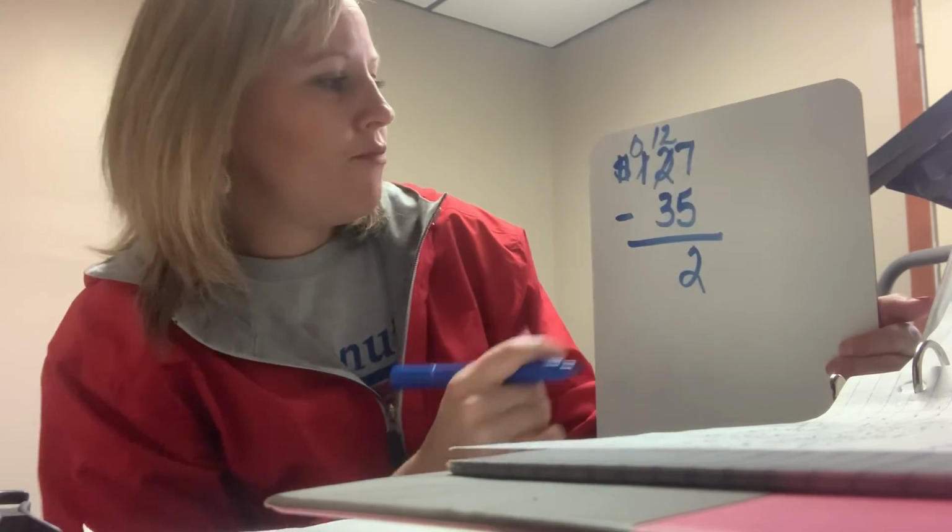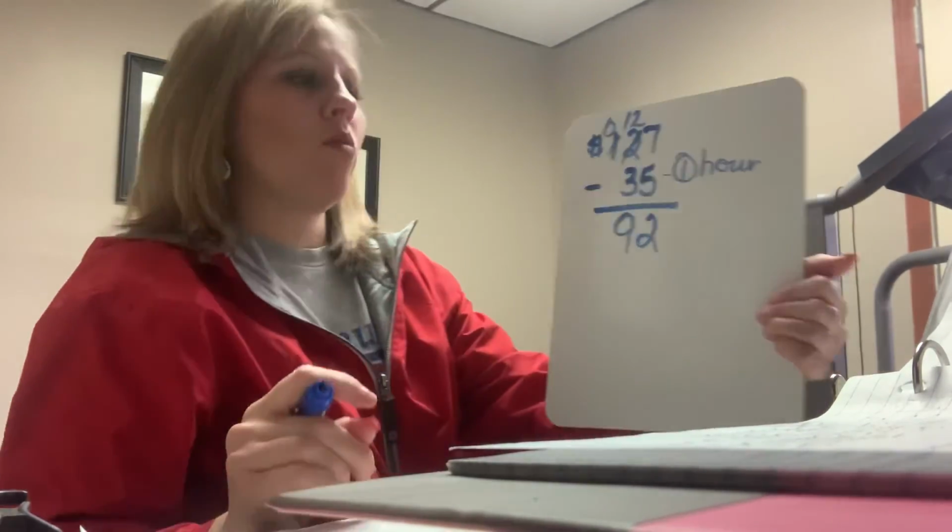5 from 7 is 2. I can't take 3 from 2. I have to borrow. That becomes 12. This becomes 0. 12 minus 3 is 9. So I'm left with $92. And remember, this was the first hour. So we know he worked that for the first hour. Okay? Now I'm left with $92.